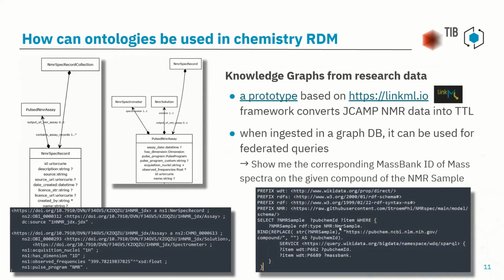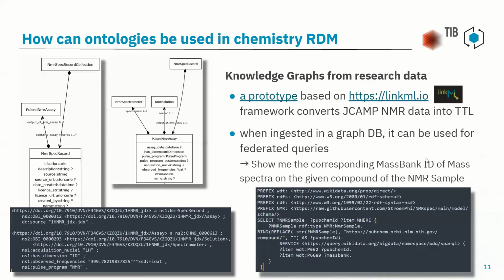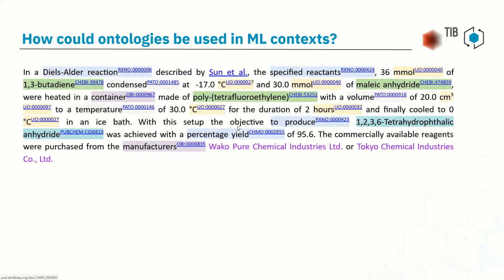And what ChatGPT could be doing, or similar large language models, if they are trained well with good labeled data, is you could ask this question as a plain text question, like show me the corresponding MassBank ID of mass spectra on a given compound of this NMR sample, and then it could generate you the query, or even execute the query for you, because it knows what it needs to look for, because it had good labeled training data.